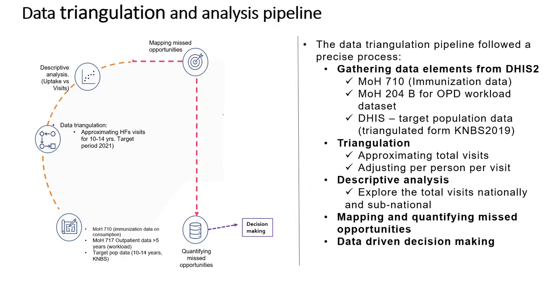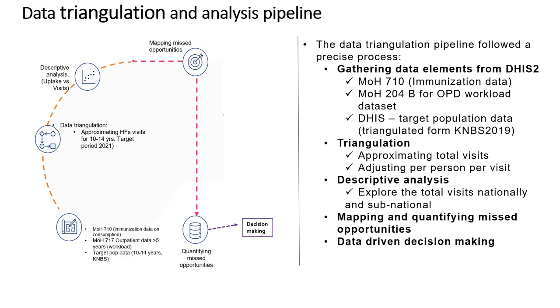Our data triangulation pipeline followed a few steps. The first was to gather the elements from DHIS2. This means we put together the data sets, that is MOH710 for immunization workload, and also MOH204 for outpatient visit data, and DHIS2 data sets. Data that is already triangulated using KNBS data from 2019. Our triangulation approach was approximating total visits during the entire year. Our target year was 2021, and then adjusting these visits per person per visit. Remember, if you look at the next slide for the results, you will see that a lot of visits were experienced. But of course, one person can have more than one visit.